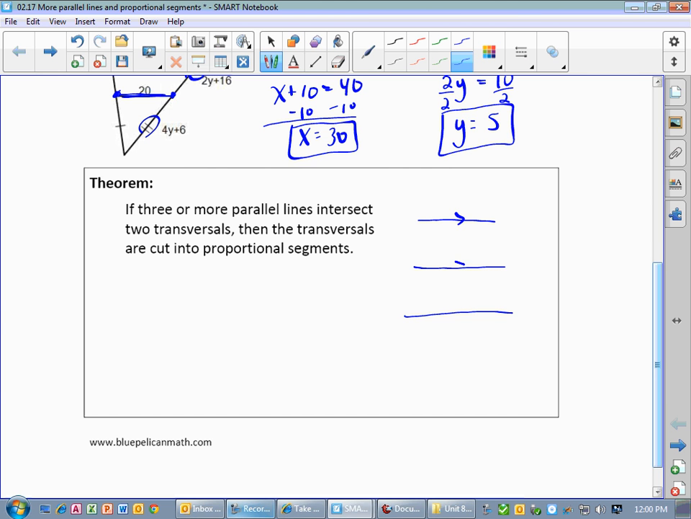Do we have to draw this? Yes. Got a lot of empty space, don't you?